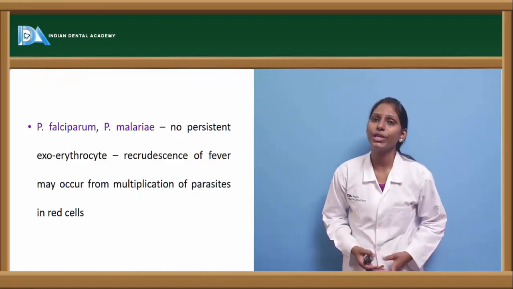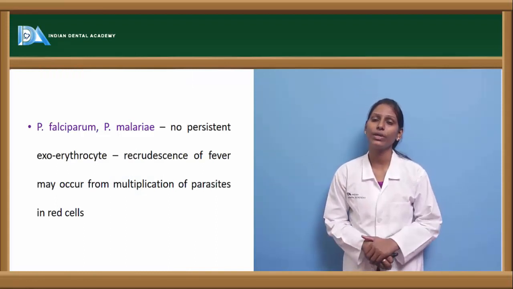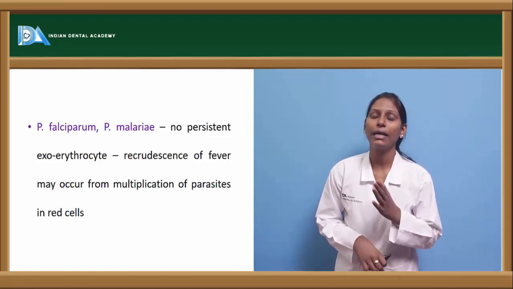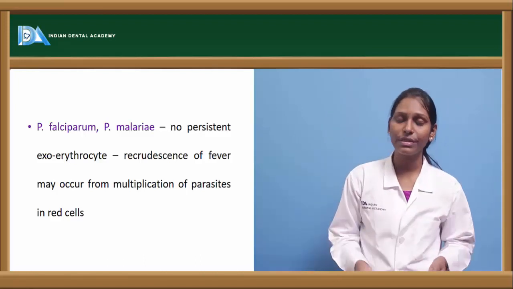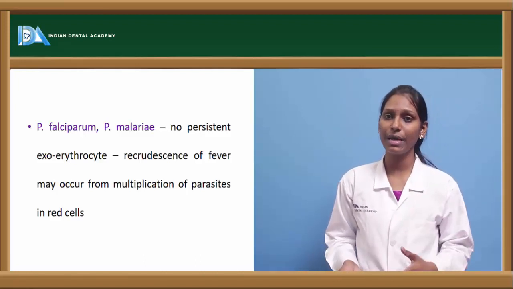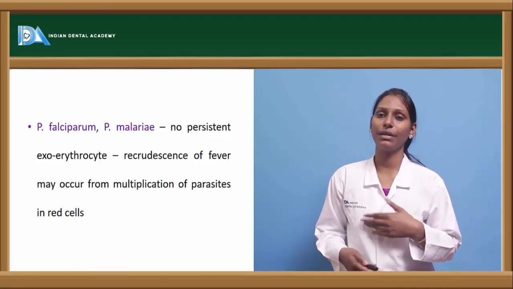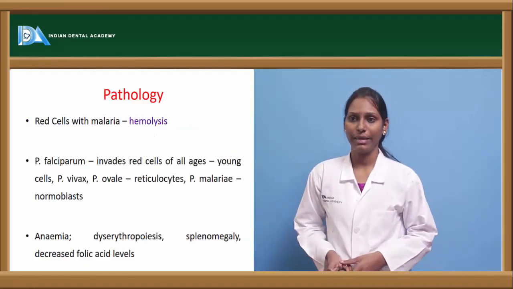Normally in Plasmodium falciparum and Plasmodium malariae, there is usually no persistent exoerythrocytic stage. Usually there is a recrudescence of fever, which may occur after multiplication of parasites within the red cells. When these parasites multiply, there is a recrudescence, that is, reoccurrence of fever, in the case of Plasmodium falciparum and Plasmodium malariae.